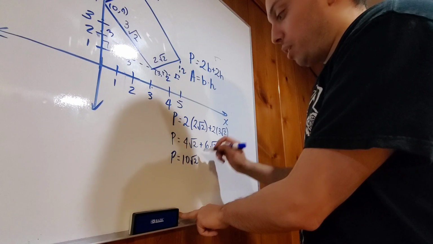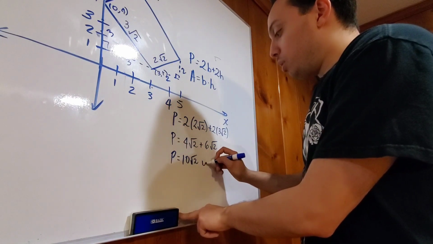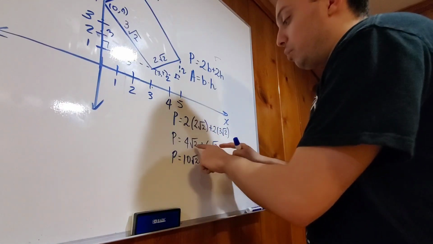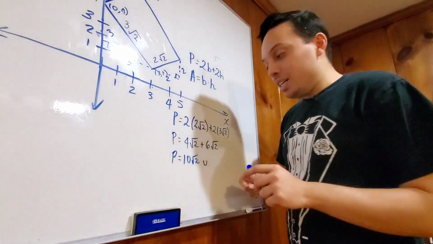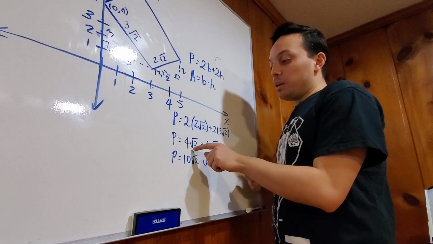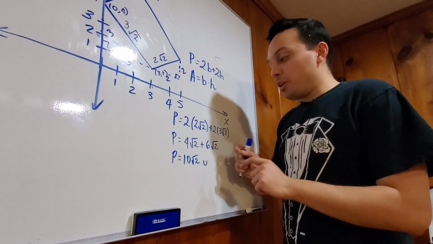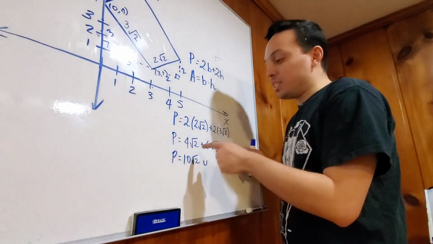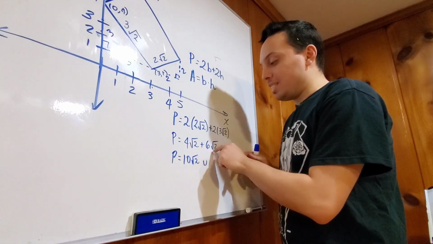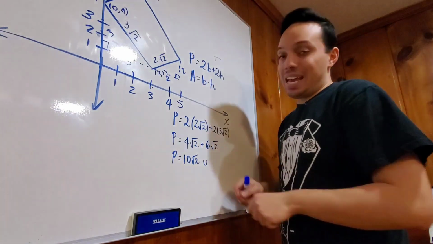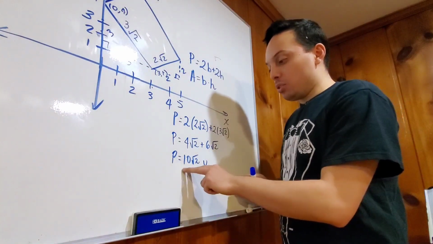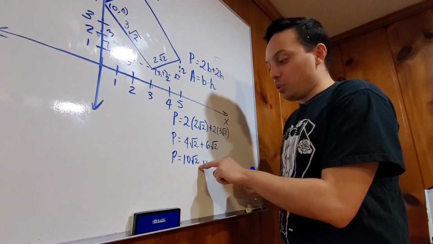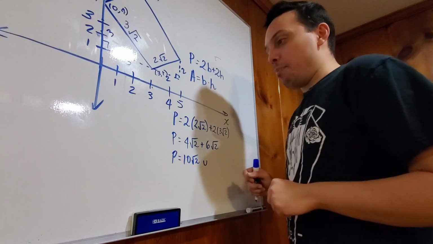Square root of 2. Now most of you are going to be like, whoa, wait. How is it that we didn't add the square root of 2? I told you that you have to think about the square root as a variable. That's why square root of 2 and square root of 2 is like x. 4x plus 6x is going to be 10x, right? And so 10x is going to be 10 square root of 2 units. And that is the perimeter.